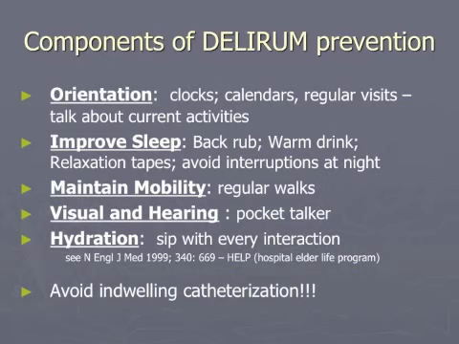There's evidence that spending a shorter amount of time helping somebody sleep, so they have improved sleep, helps: the back rub, the warm drink at night, considering relaxation tapes, and then looking at our care throughout the night. Are we methodically trying to group our activities so that we're interrupting the person's sleep the fewest number of times throughout the night as possible?